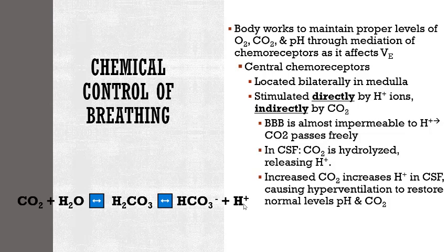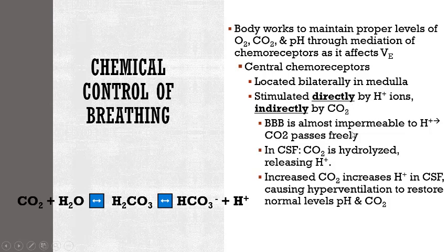So you have central chemoreceptors. These are located bilaterally in your medulla. They are stimulated directly by H+ ions, okay? H+ ions are what stimulate them. If you have more H+ ions, you're going to have a stronger signal that's going to make you breathe more. If you have less H+ ions, it's going to be a weaker signal. It's going to make you breathe less. So they're stimulated directly by H+ ions, indirectly by CO2, okay? And I'm going to explain why that's important down here.